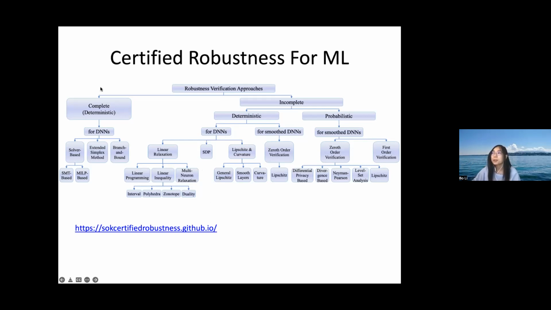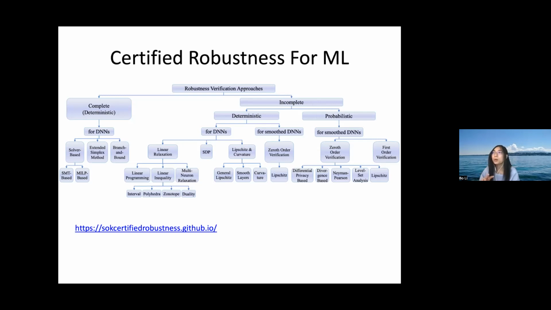We can see, for example, from the certified robustness perspective, there are different branches, complete and incomplete. Complete means if your method outputs that an instance is certified to be robust, it will indeed be robust. But if your model says an instance is not robust, for a deterministic framework, it will still not be robust. But for an incomplete one, if your model outputs that an instance is not certifiably robust, it could be for two reasons. One is the instance is indeed not robust.